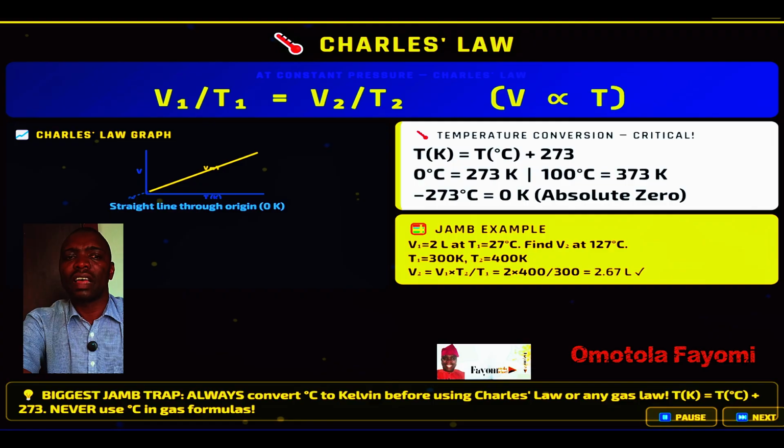Volume is 2 liters at 27 degrees. Find the volume at 127 degrees. T1 is 300 Kelvin. T2 is 400 Kelvin. V2 equals 2 times 400 over 300, which gives 2.67 liters. The temperature increased by a third, so the volume increased by a third, direct proportion.